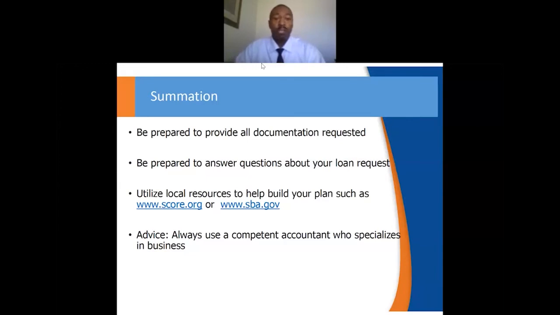And always use a competent accountant who specializes in business taxes. This is where I would say you have to have your team of people. You've got to have that lender or banker, that insurance agent, and that tax advisor or tax accountant or CPA. All of them should be trying to meet your goals in your business and make sure that you're successful. I would say interview them.